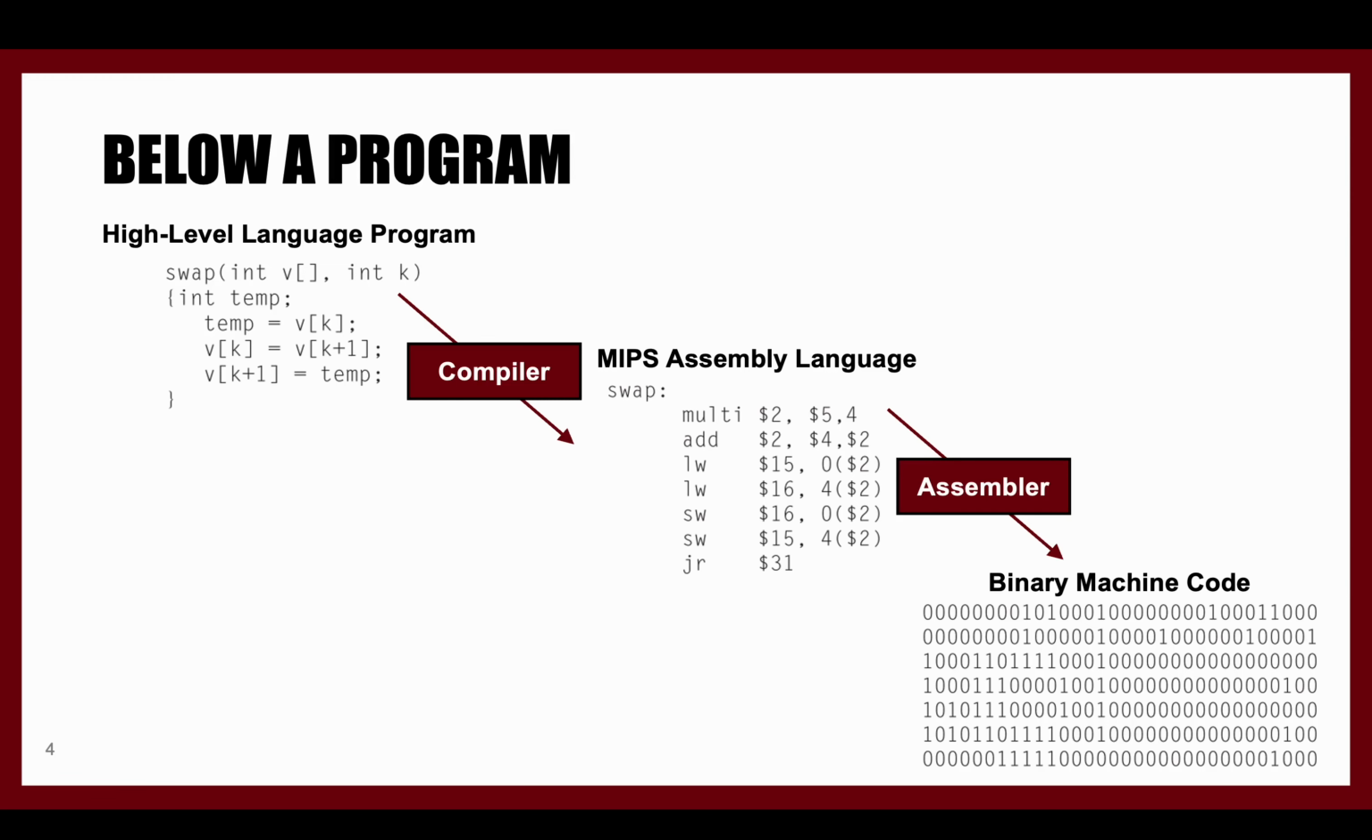MIPS assembly language. The assembly language is a low level representation of the code that is closer to the machine language but still somewhat readable by humans. It uses symbolic names and numbers to represent operations and data. Assembler. The assembler takes the assembly code and translates it into binary machine code. Binary machine code. This is the final format that a computer understands and can execute directly. It consists of only zeros and ones.